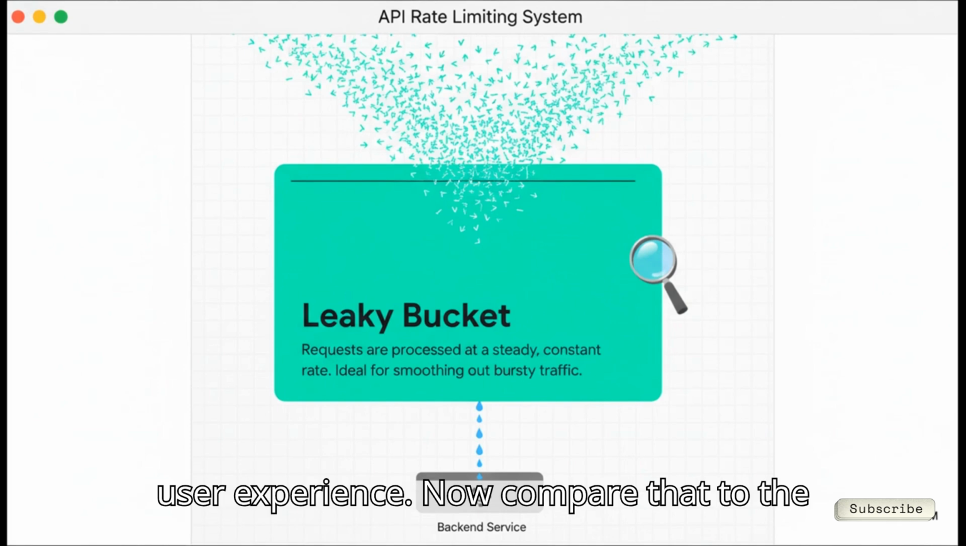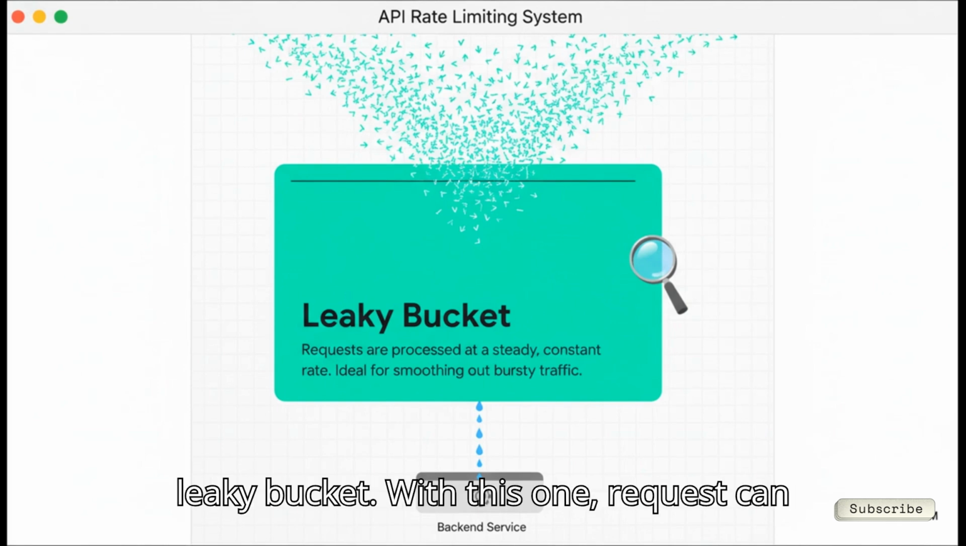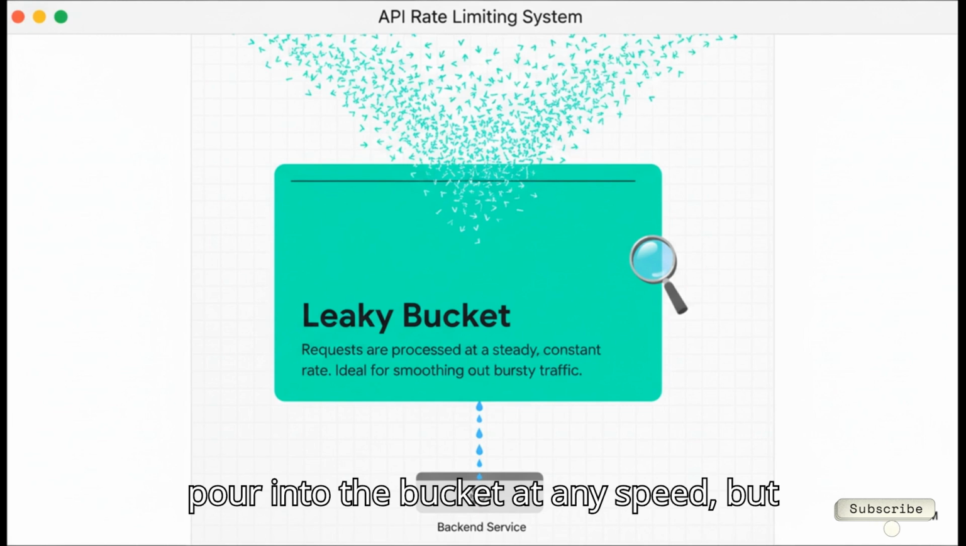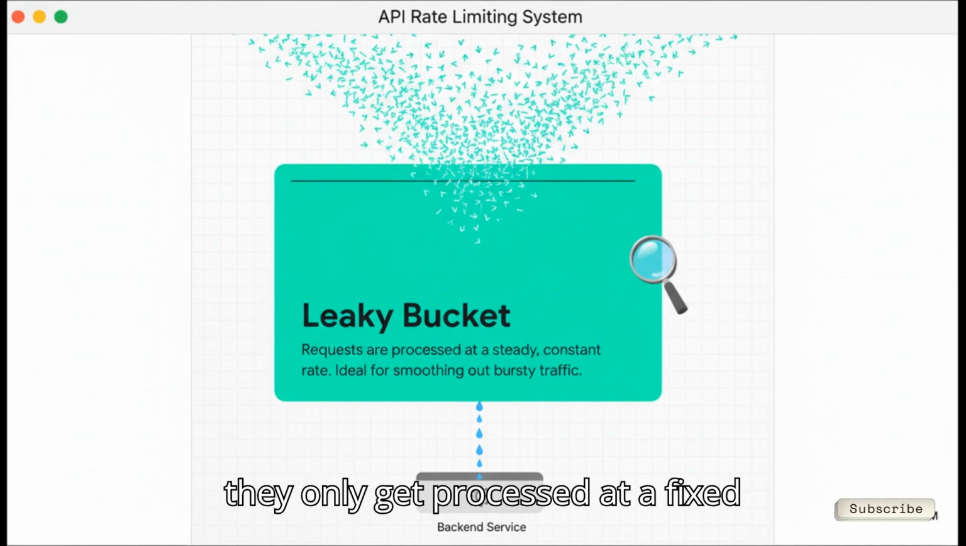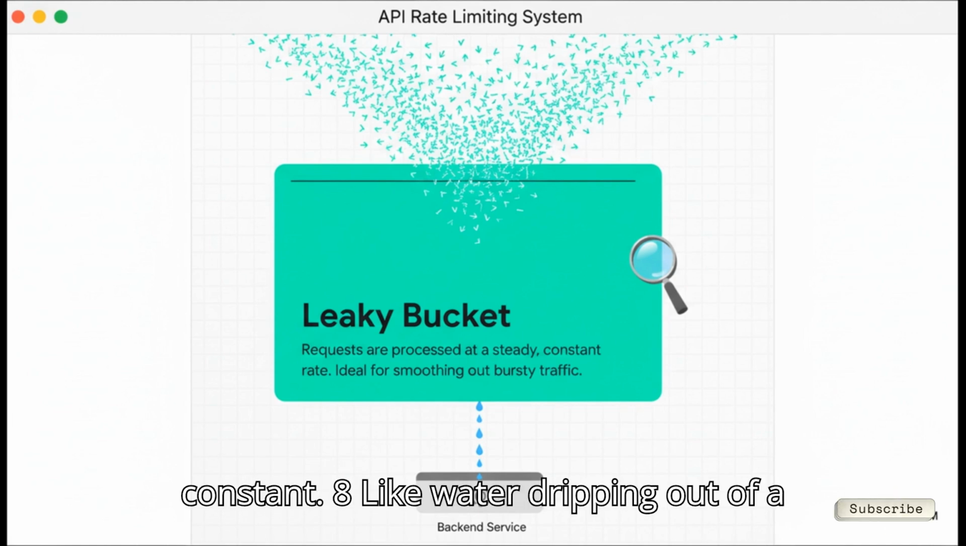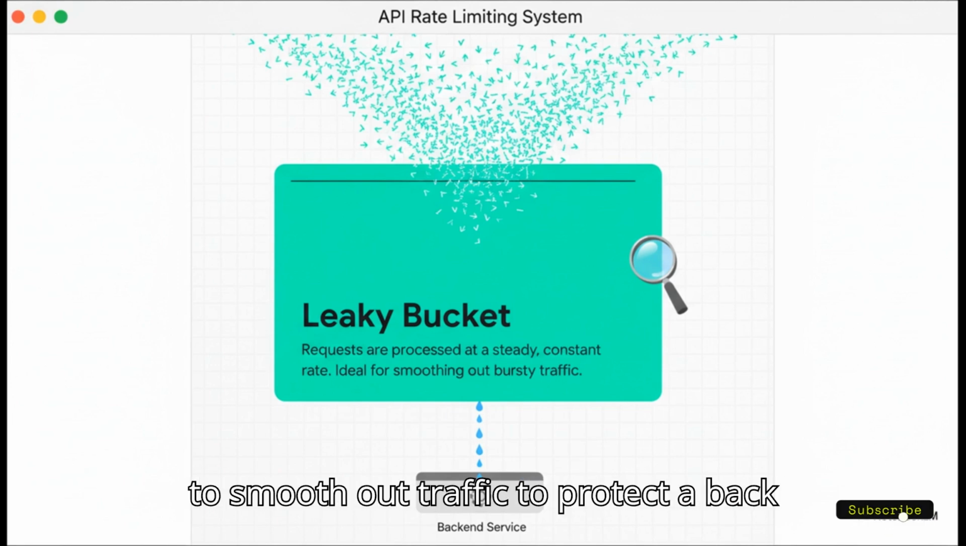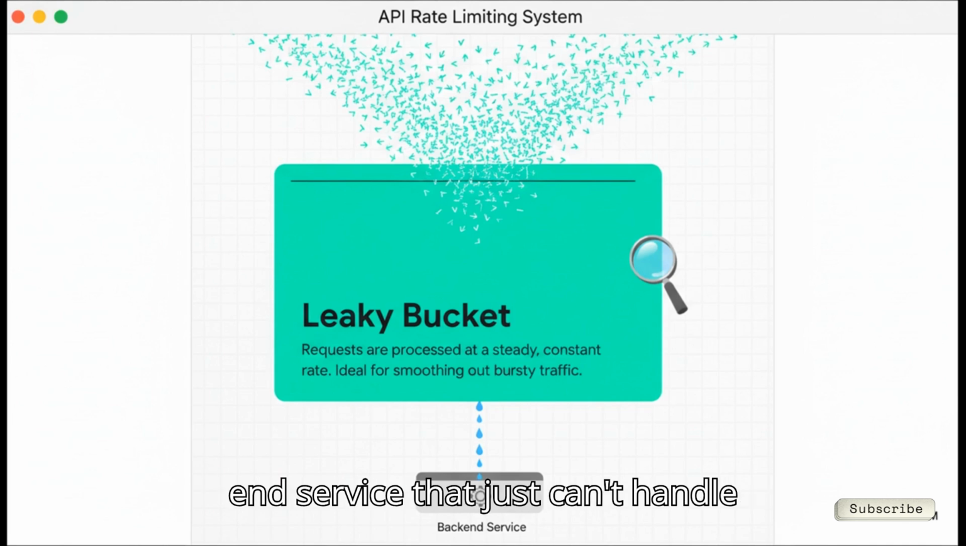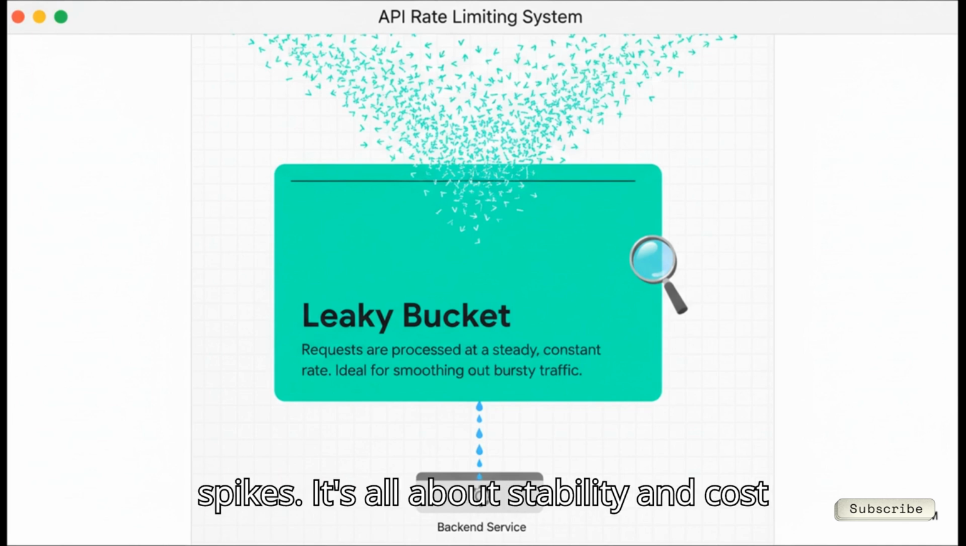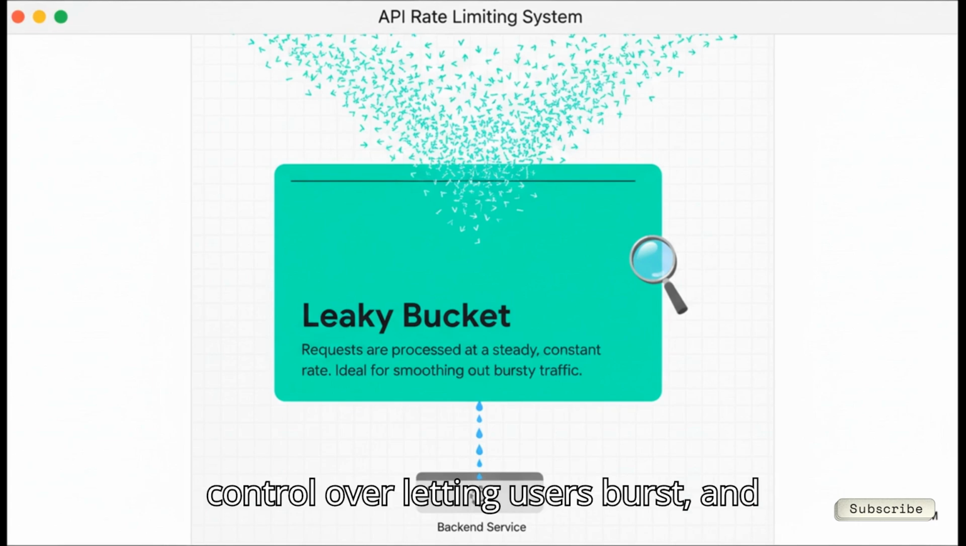Now, compare that to the leaky bucket. With this one, requests can pour into the bucket at any speed, but they only get processed at a fixed, constant rate, like water dripping out of a tiny hole. This is perfect when you need to smooth out traffic to protect a back-end service that just can't handle spikes. It's all about stability and cost control over letting users burst.